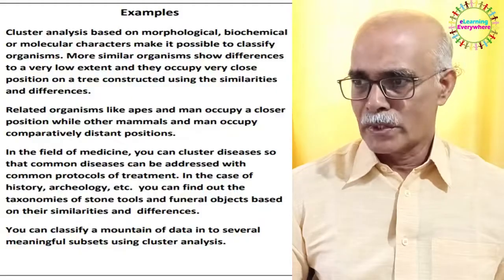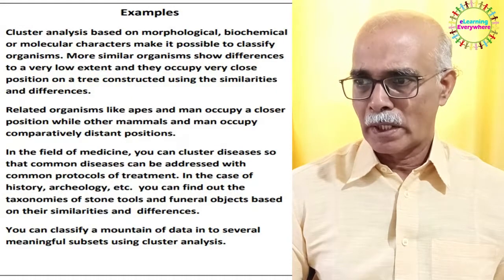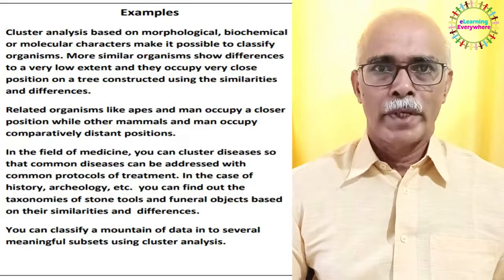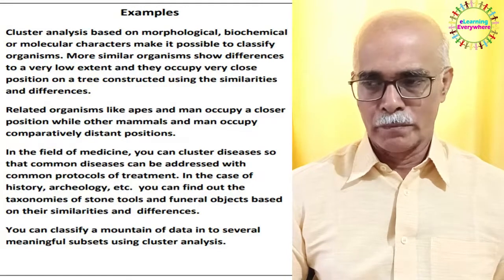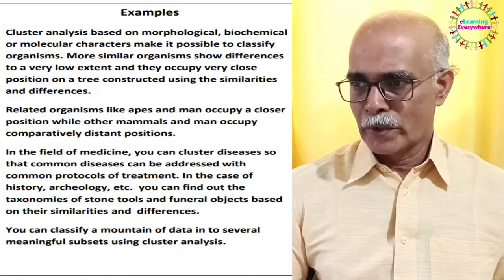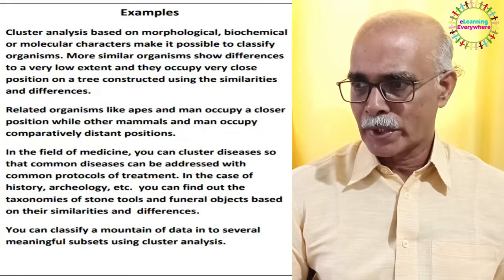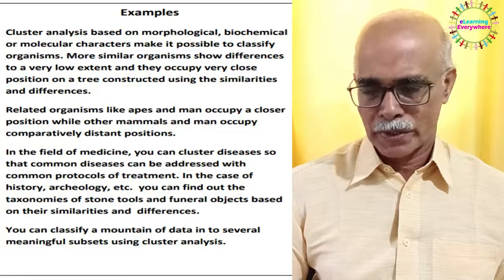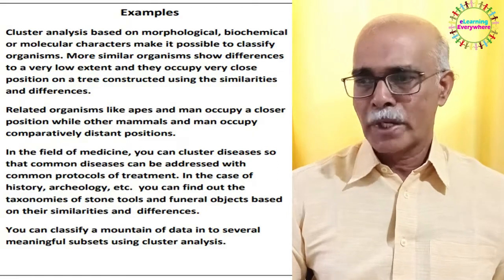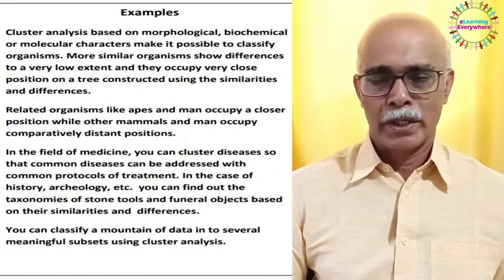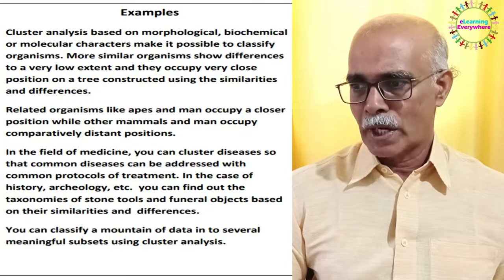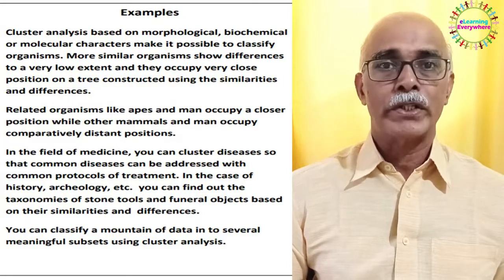Now you can see certain examples of cluster analysis. Cluster analysis based on morphological, biochemical or molecular characters make it possible to classify organisms. More similar organisms show differences to a very low extent, and they occupy very close position on a tree constructed using the similarities and differences. Related organisms like apes and man occupy a closer position, while other mammals and men occupy comparatively distant positions.